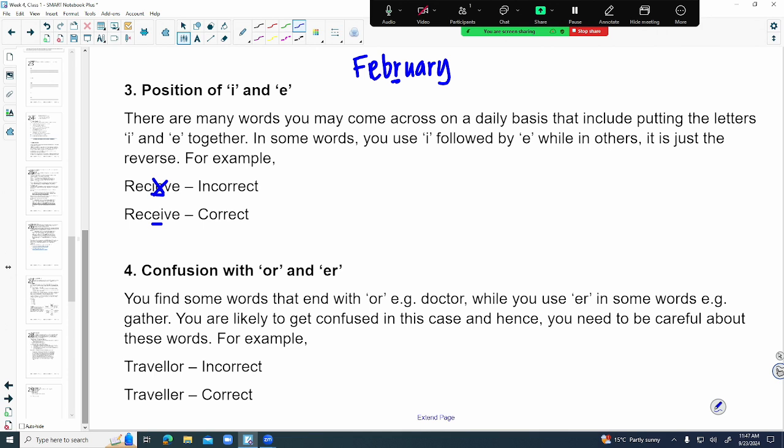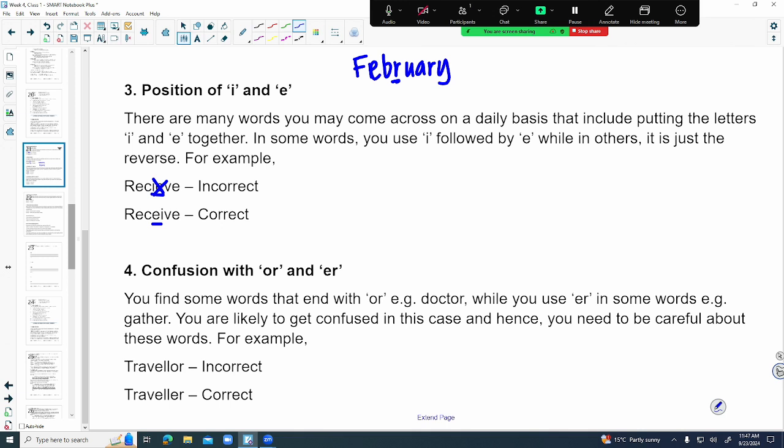And then confusion with or and er. So should you use or or er? You find some words that end in or, so doctor, while you use er in some words, gather. And they sound the same, doctor, gather. You're likely to get confused in this case, and hence you need to be careful with these words. So for example, traveler with or is not correct.